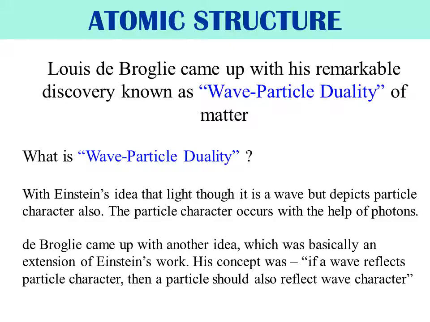Now, a small aside: de Broglie was initially not a scientist, or rather not a physicist. He was a historian. He did his graduation in history and some political science and administration. But later on he started his research work, wanting to prove that if a wave can have particle character, then particles should also have wave character.